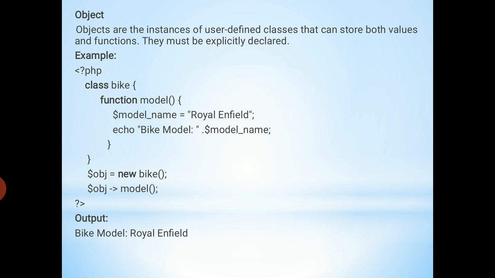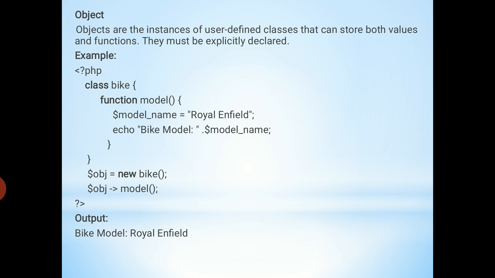Second compound data type is object. An object is a data type which stores data and information on how to process the data. They must be explicitly declared. Objects are the instance of user-defined classes that can store both values and functions. This is a simple example created in object.